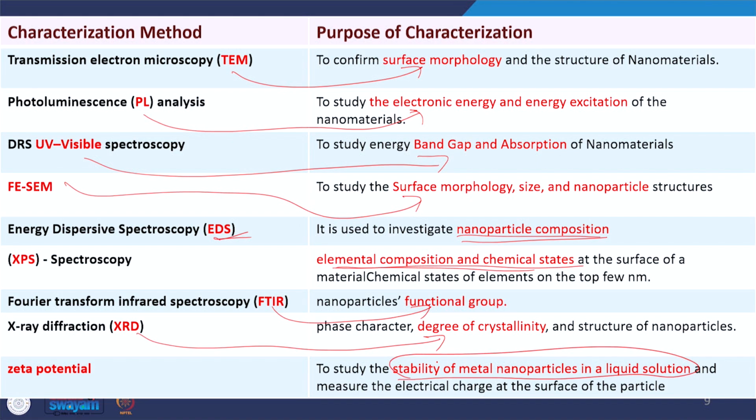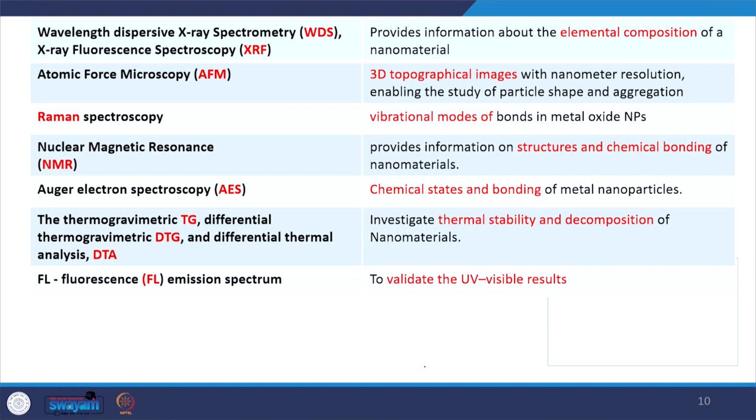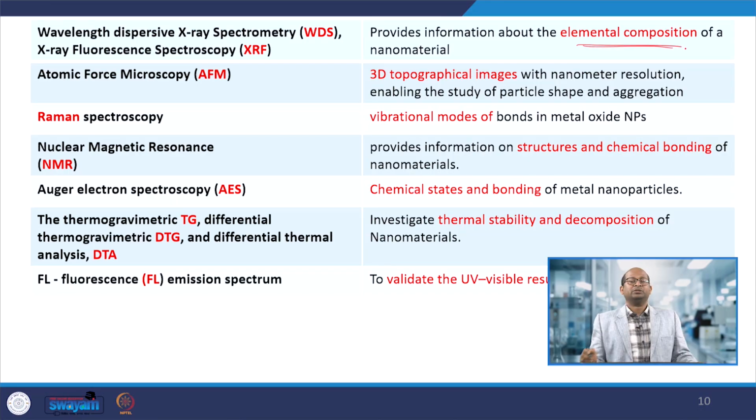Whenever we have nanoparticles in liquids, in liquid colloid formations, there is the stability of that nanoparticle in the colloid. Using zeta potential we can find that out. Wavelength dispersive X-ray spectrometry we can also use to know the elemental composition of the metal nanoparticles. XRF we can use, and also AFM, which is useful whenever we have formed nanofilms.